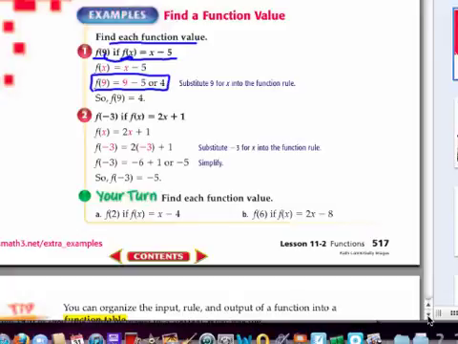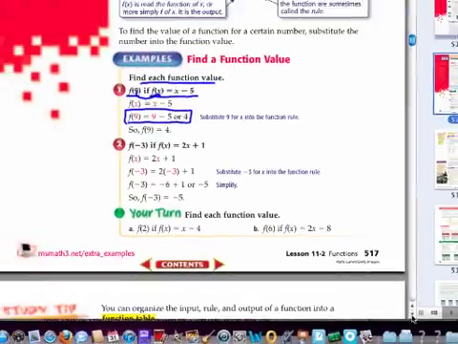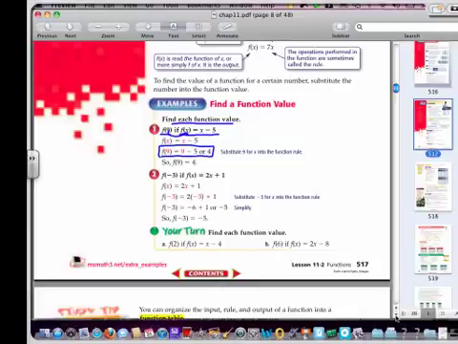In the last chapter we solved for x and so on. In this chapter, we're going to substitute in values and solve for another variable, or the function value, when we're all done. So here's how we would finish it. We'd say f of 9 equals 4. So if I plug in 9, I get 4.